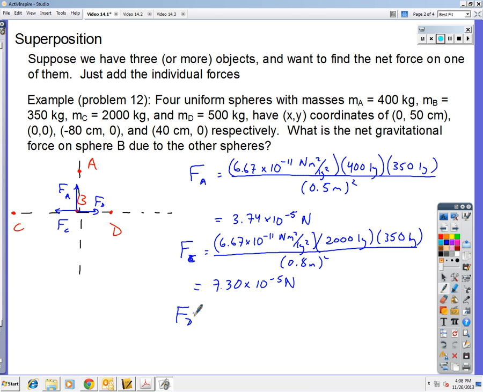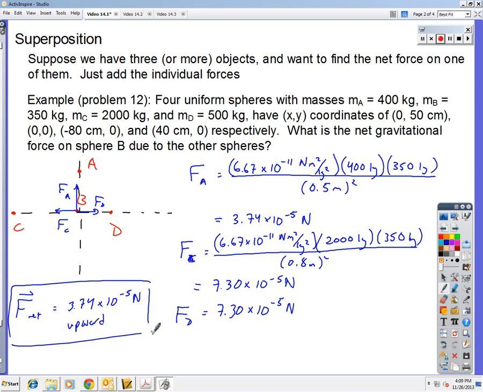And if we do a similar calculation for FD, we find that FD is also 7.3 times 10 to the negative 5 newtons. Notice that C and D are equal and opposite, so they cancel out. And so the net force just happens to be FA, which is 3.74 times 10 to the negative fifth newtons, upward. And there is our answer.